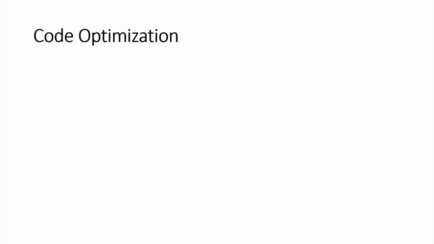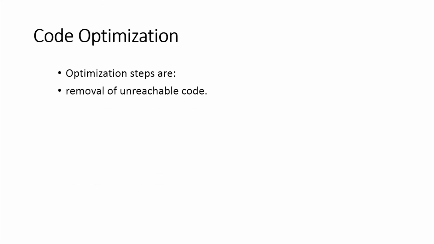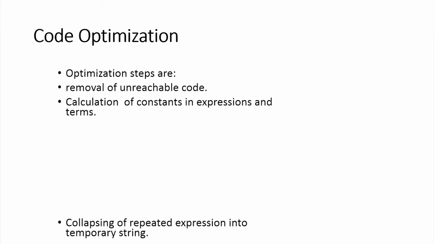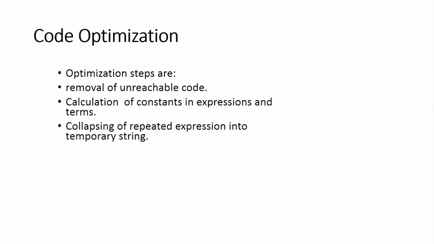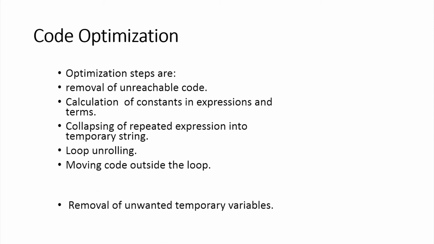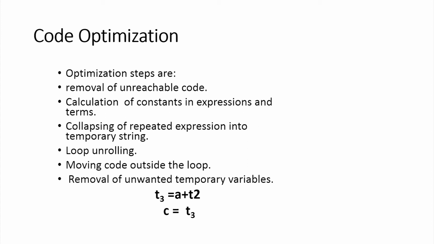Code optimization is the next phase. It takes the intermediate code and outputs optimized intermediate code that is efficient. Optimized code results in faster executable machine code, however, it does not affect the result. Some of the optimization steps are removal of unreachable code, calculation of constants in expressions and terms, collapsing of repeated expressions into temporary variables, loop unrolling, moving code outside the loop, and removal of unwanted temporary variables.